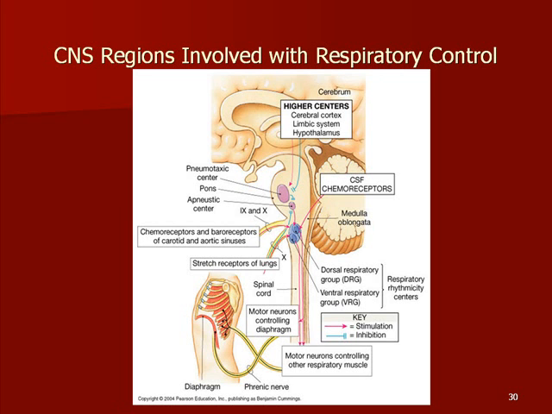Again, these come from nerves located in the cranium. Cranial nerves 3, 4, and 5 typically innervate the diaphragm. There is the dorsal respiratory group, which I've also mentioned earlier, and the ventral respiratory group, DRG and VRG respectively, which control respiratory rhythmicity in the centers.